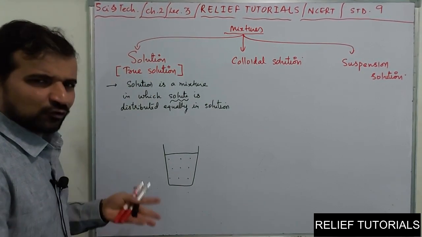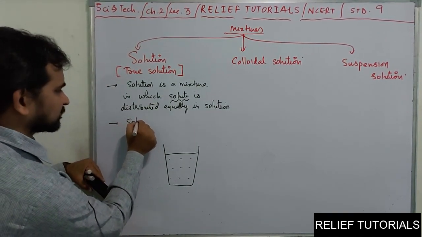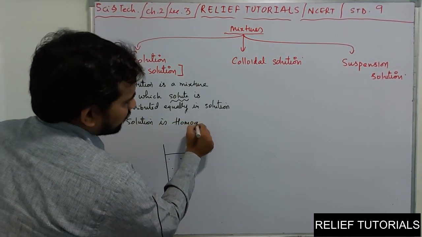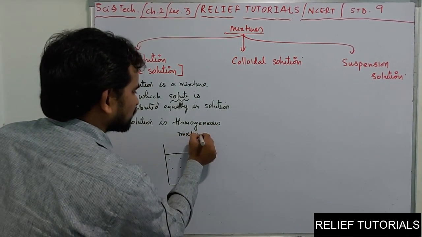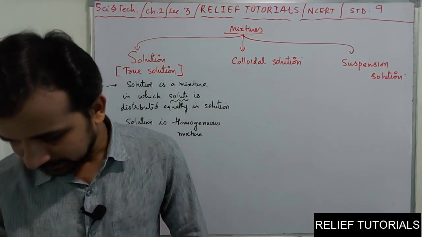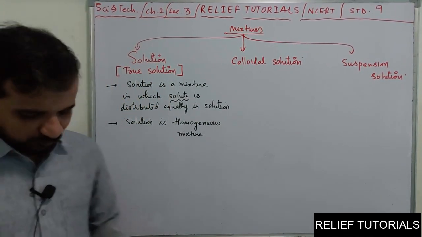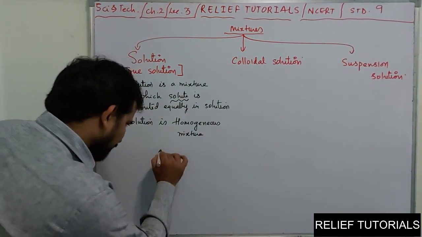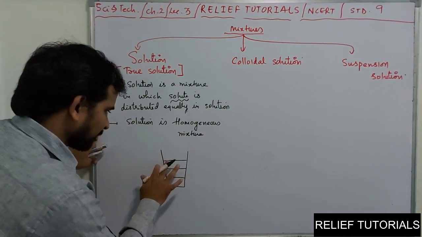So I think this is the same as a homogeneous mixture. So we can say that a solution is a homogeneous mixture. Step by step, we are trying to understand the properties of a solution. First one, a solution is one type of homogeneous mixture. The solute particles, here the salt particles.